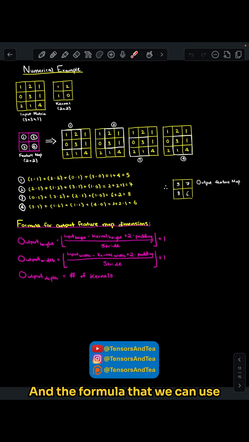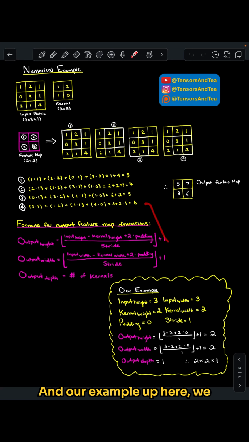And the formula that we can use for this output feature map is as follows, where we take the input height minus the kernel height plus 2 times padding, which we'll talk about in a later video, divided by stride, and then we take the floor of this, which means that if we get a non-integer, we just lower it to the closest integer, and then we add 1. For the output width, we do the exact same thing, but for our input width and our kernel width. And for the output depth, we just take the number of kernels that we have.